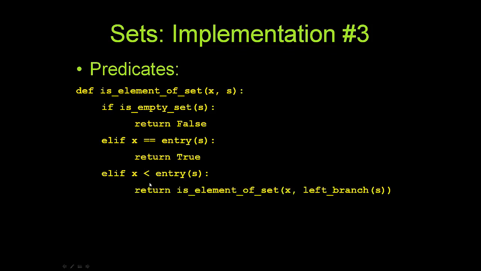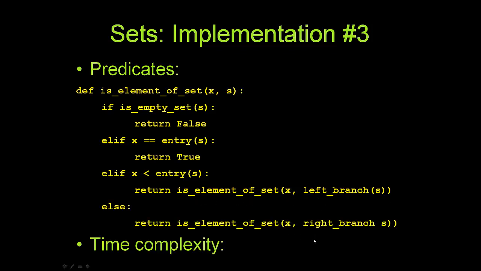So you check. Now you recurse down to the left side, you take the left branch, and you check whether x is an element of the left branch. Otherwise, you try the right branch. Okay. The time complexity of this thing will actually be, well, order log n.